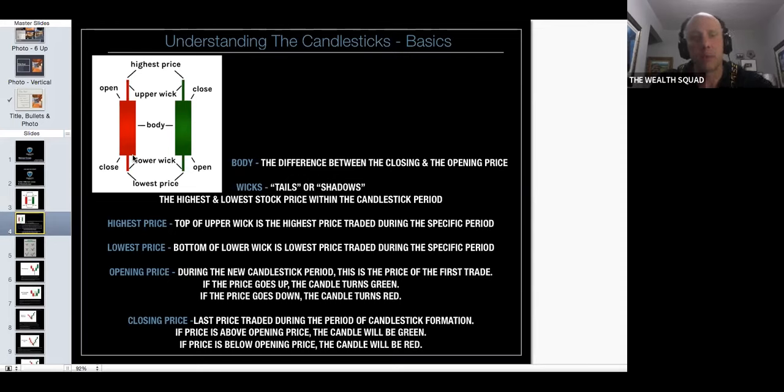And if this price is above the opening price where this opened, then your candlestick is going to be green at the close, right? And if the price is below the opening price, your candle is going to end up being red. Does all of that make sense to you guys? Any questions? We good? All right, moving on.